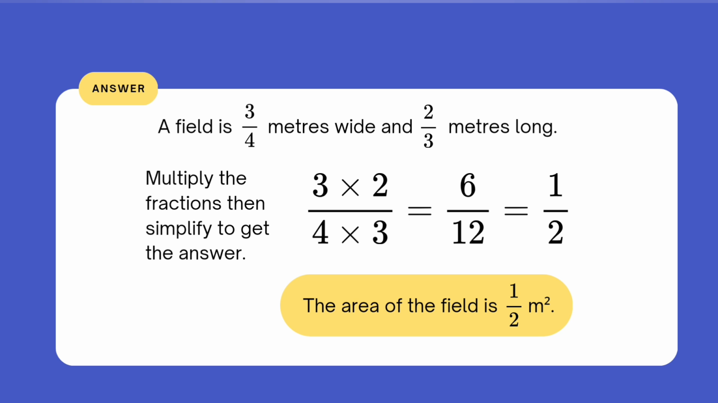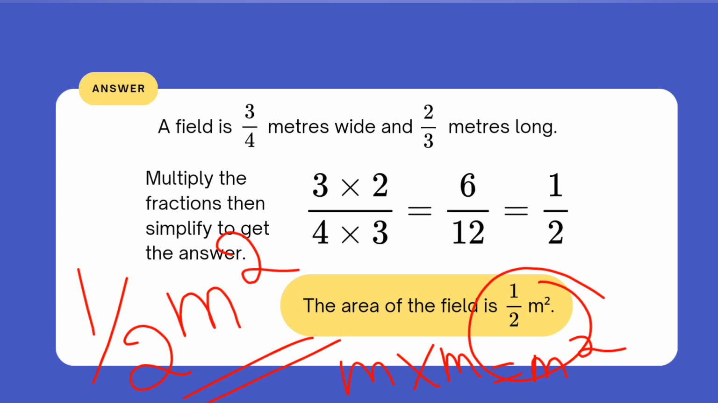Okay, 3 by 4 multiplied with 2 by 3. Then the answer is 6 by 12, which is further simplified. We can divide this by 6 table. So 6 ones are 6, 6 twos are 12. 1 by 2 meter squares, because length is in meter and breadth is also in meter. Meter into meter, that is meter square.